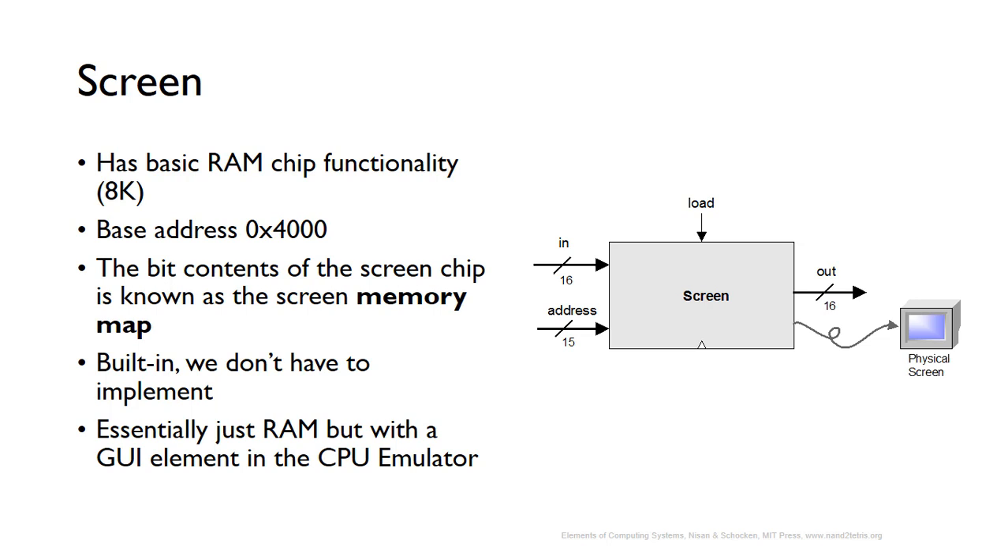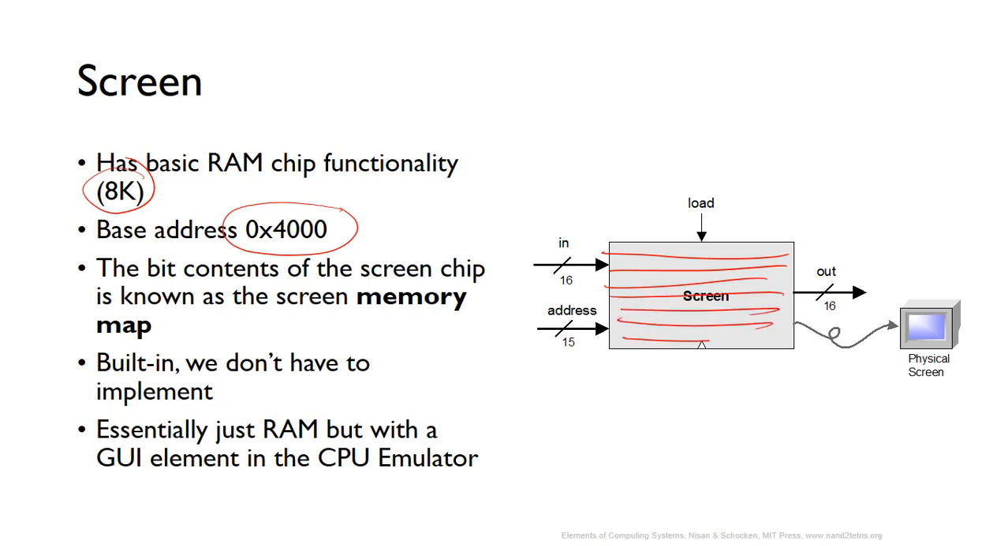Then we've got the screen. So the screen is basically just a RAM chip, an 8K RAM chip with a base address of 0x4000. Now the bit contents of the screen chip is known as a screen memory map. So within this kind of memory, each bit corresponds to a single pixel on the screen, and by setting that bit to a 1, we will turn on that pixel. Setting a bit to a 0, we'll turn off the pixel.